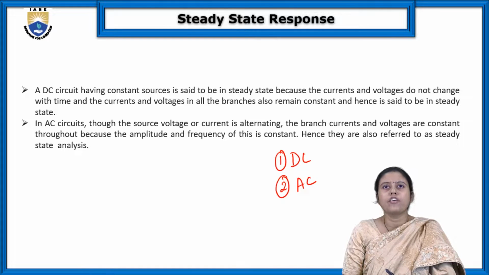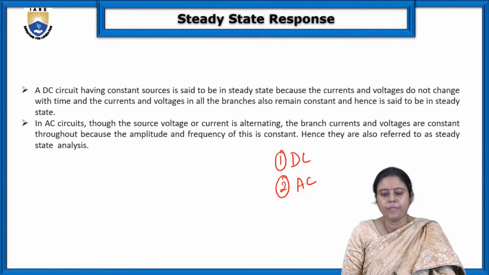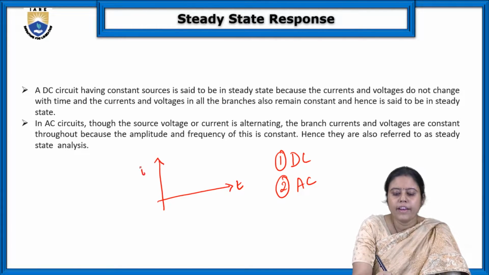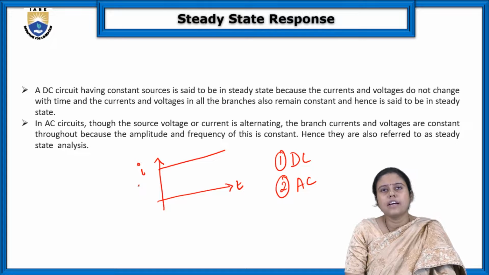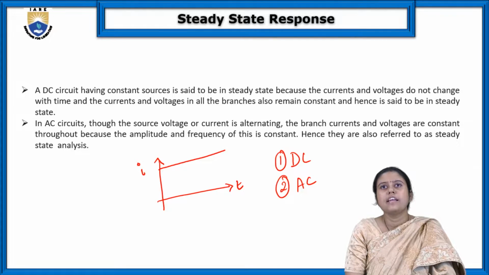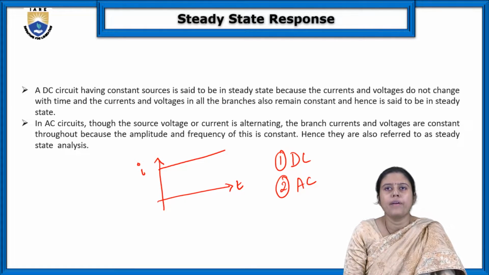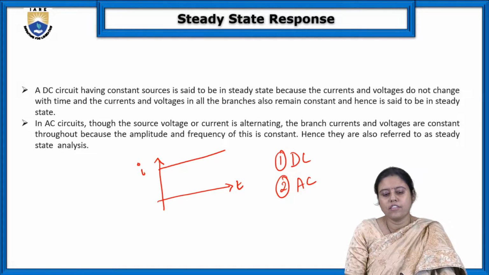A DC circuit having constant sources is said to be in steady state because the current and voltage do not change with time. So if we draw a DC input against time, any current graph is always constant at a fixed value. The values of currents and voltages do not change with time, and the current in all branches also remains constant. So all are in the steady state condition.